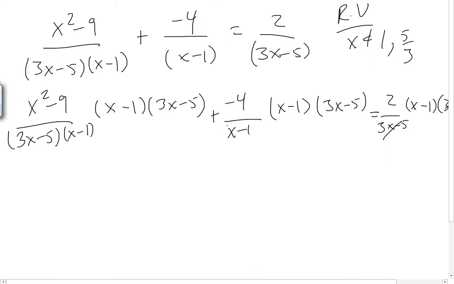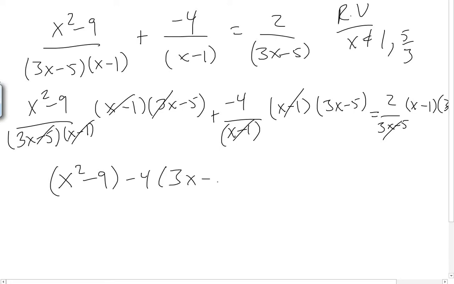Like on the second term, the x minus 1s cancel, and everything cancels on the left. The x minus 1 and the 3x minus 5. I'm fraction busting here. So if I do all this work and there's still fractions, I did something wrong. The first term has no fractions now. It's x squared minus 9. Then I'm going to rewrite the negative 4 with the 3x minus 5 because that's all that was left. The x minus 1's canceled out. And then equal to 2 times x minus 1.